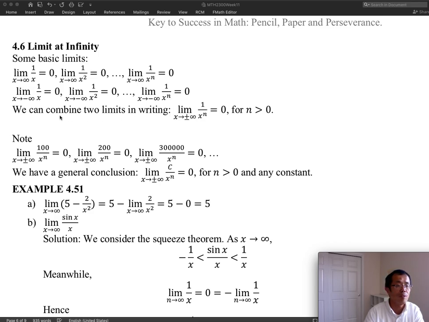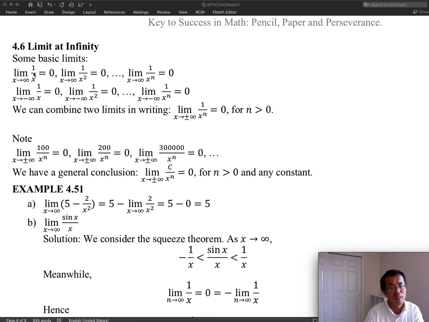So in general, it really doesn't matter whether x approaches infinity or negative infinity. Sometimes we write them together. 1 over x to the n simply approaches 0 for any positive power n.